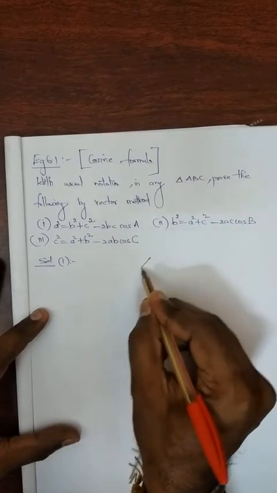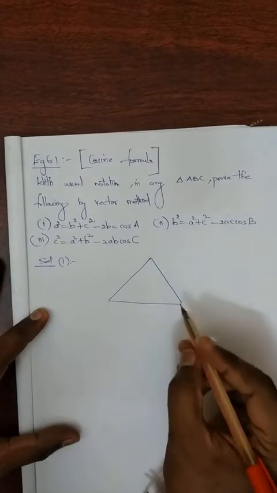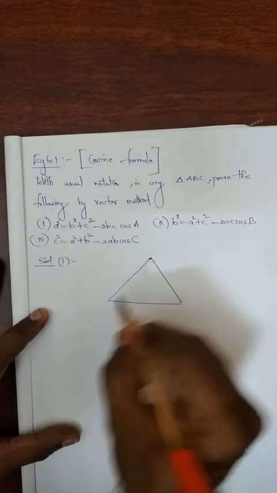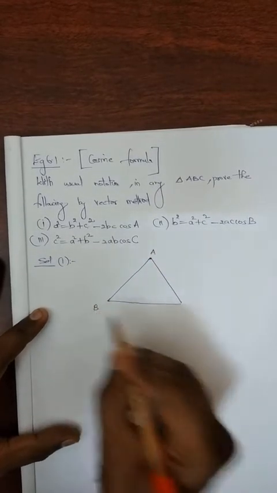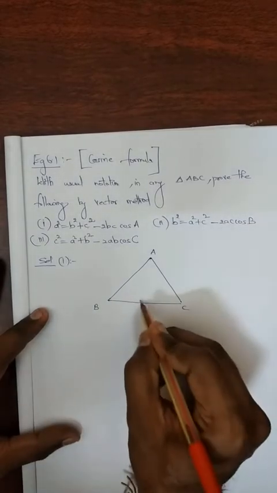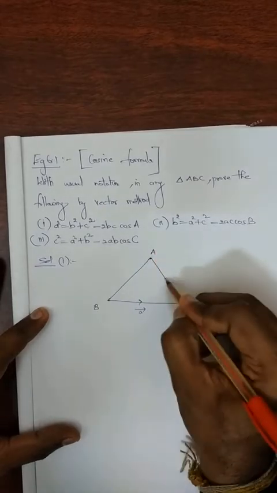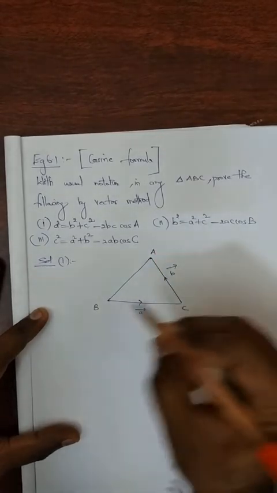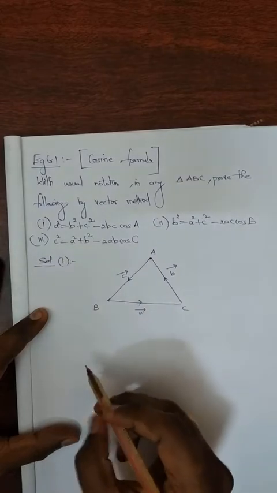First I need to draw a triangle. This is a triangle. We know this is angle A. We can name it as A, this as B, and this as C. This is going to be our A vector, because the side opposite A is the A vector. This is going to be B vector. This is going to be C vector.